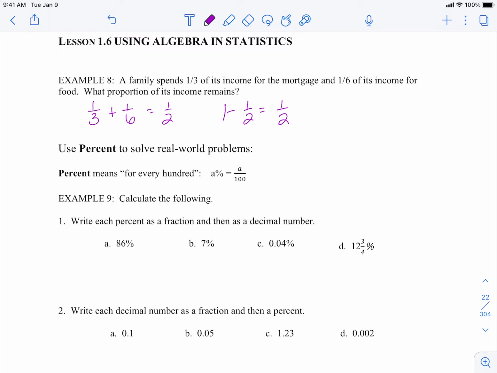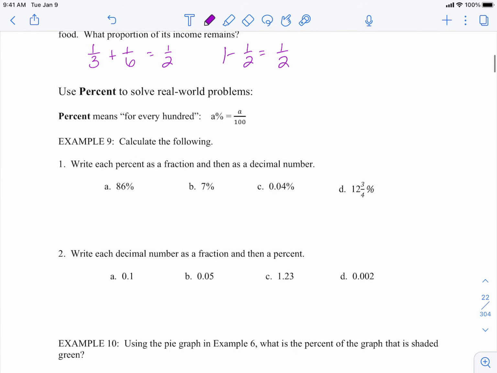Next, it says use percent to solve real world problems. Percent means for every 100. A% equals A over 100. So we get to write each percent as a fraction and then as a decimal number. So I have 86%. This is 86 over 100 or 0.86.